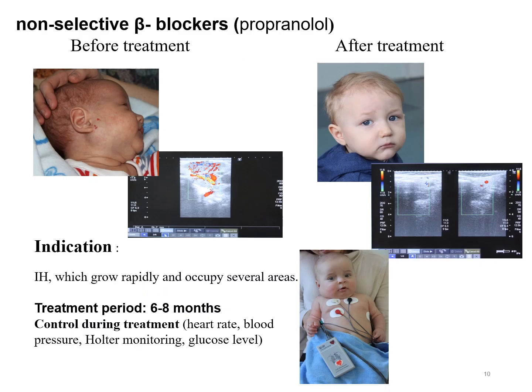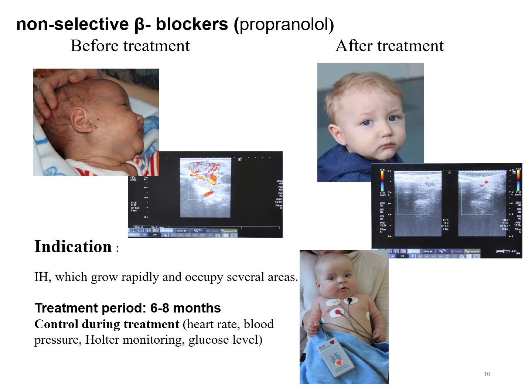In this slide, you can see one of the treatment methods: non-selective beta blockers with propranolol. On the left side is before treatment, with Dopplerography showing a lot of small vessels, and after treatment we can see on the Dopplerography only normal size and count of the vessels.